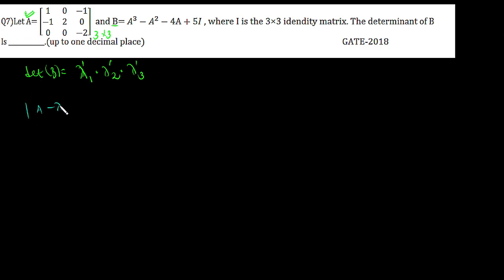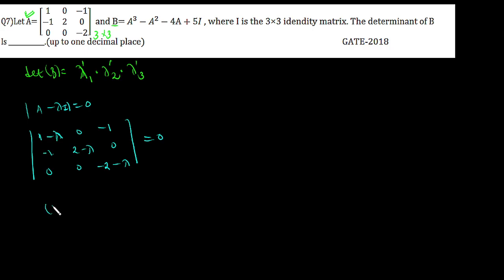So we have to find the determinant of A minus lambda I, and set it equal to 0. Let me write it here: 1 minus lambda, 0, minus 1; minus 1, 2 minus lambda, 0; 0, 0, minus 2 minus lambda. We have to find the determinant and equate it to 0 to get the characteristic equation. From this equation we can easily find the values of lambda.